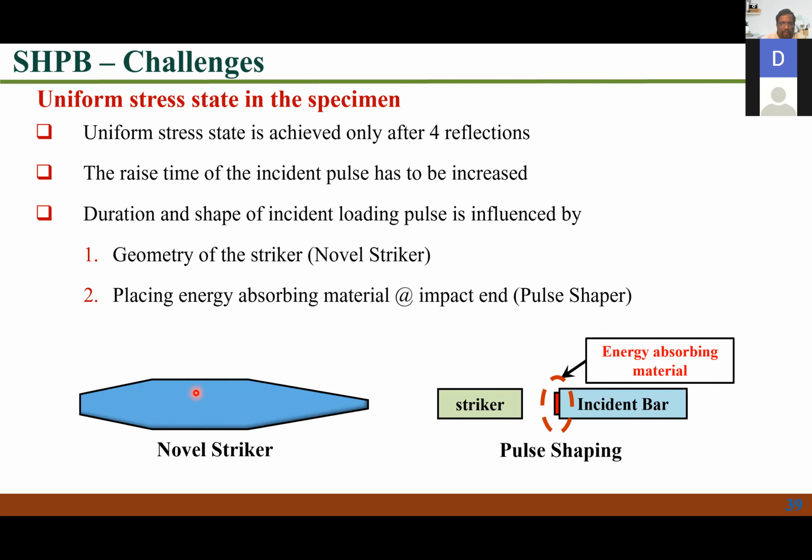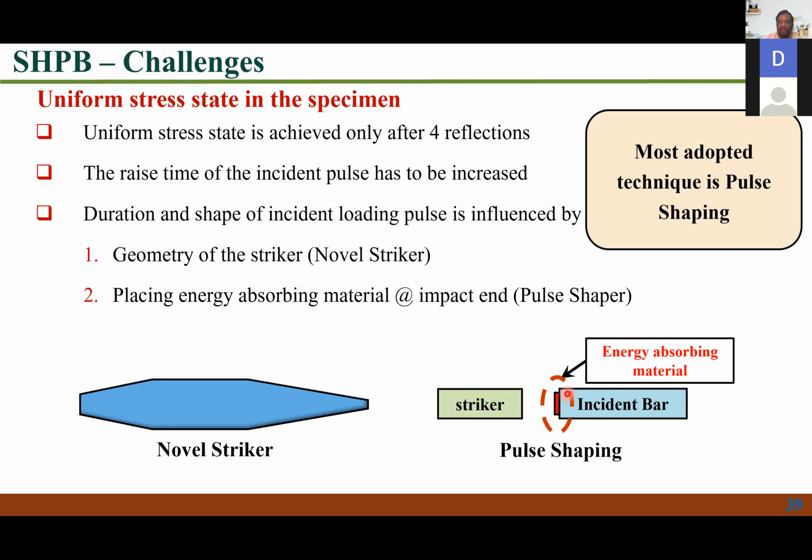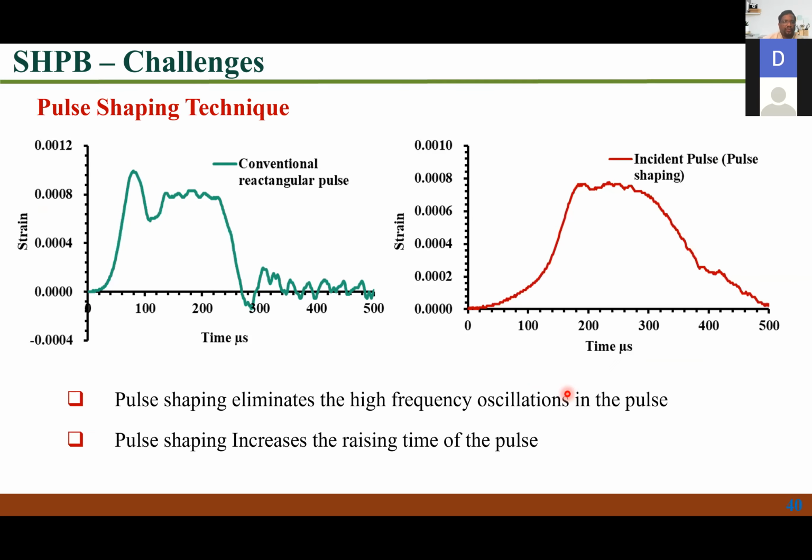Or you can also play with the shape of the striker so that you can achieve the uniform stress state, and also increase the rise time of the pulse. We can achieve that by putting some energy absorbing material here. The conventionally adopted technique is called the pulse shaping technique, so that we get the uniform stress state.